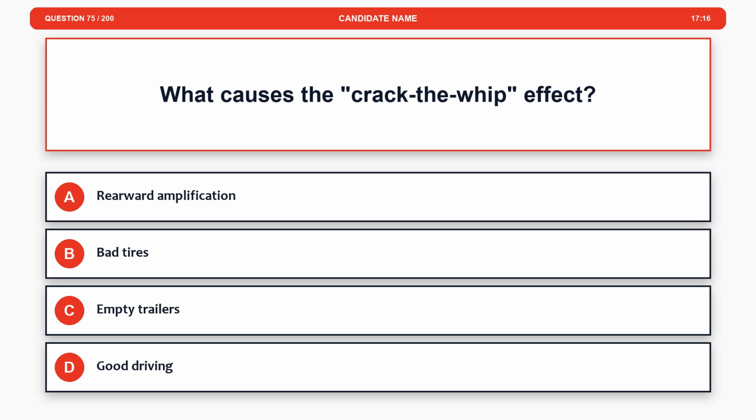Option A, rearward amplification. Option B, bad tires. Option C, empty trailers. Option D, good driving.